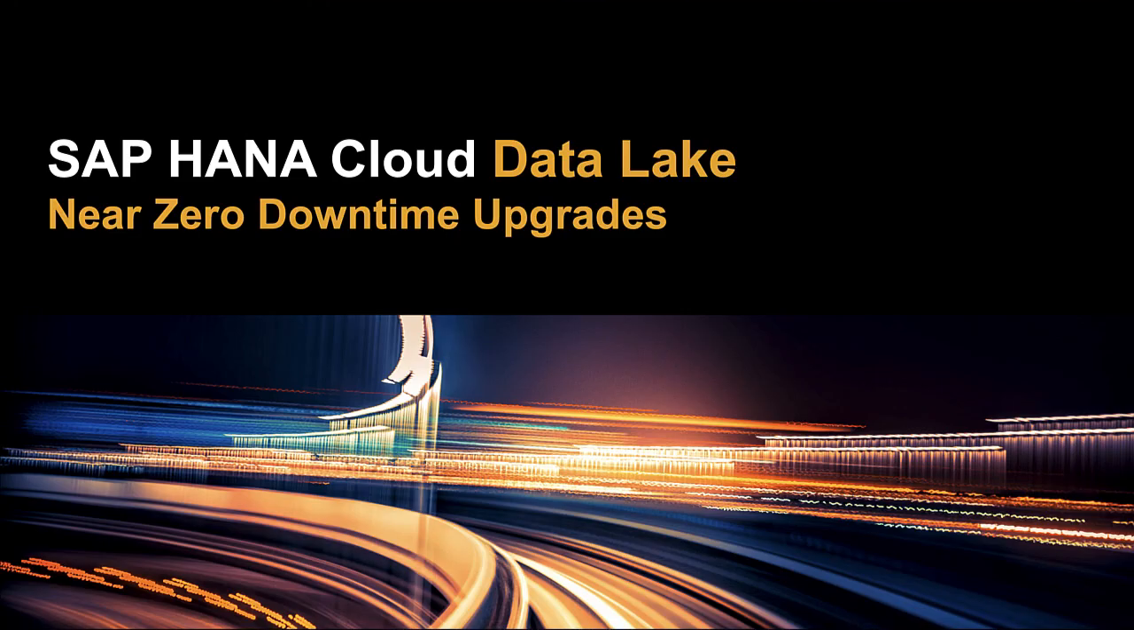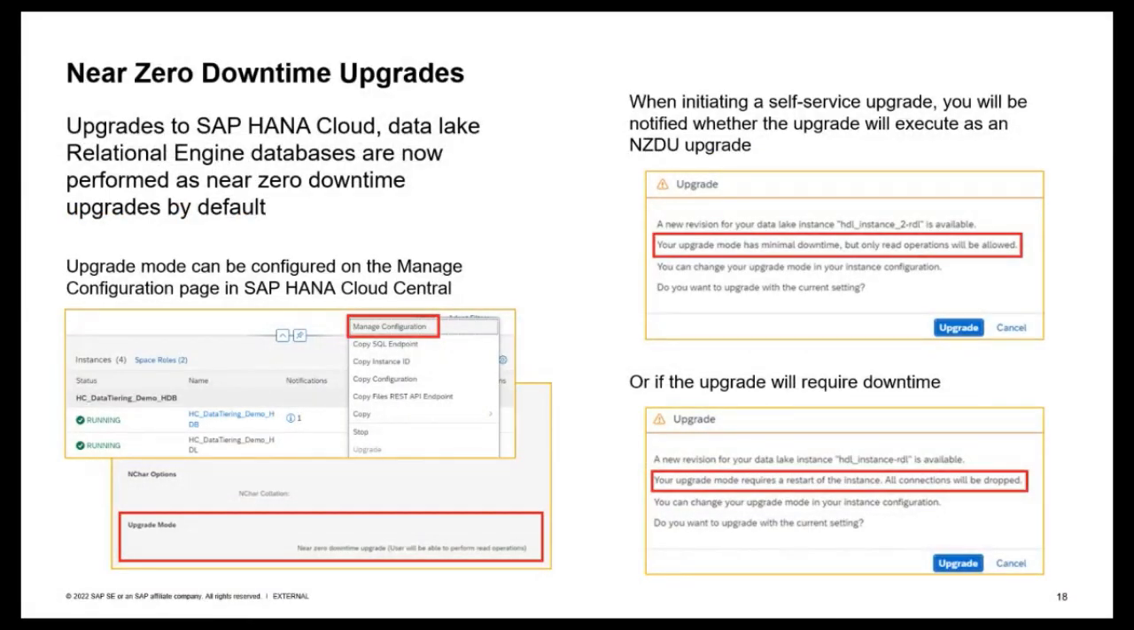Thanks, Thomas. Morning, folks. So for HANA Cloud Data Lake, the big new feature I want to talk about today is our support for near zero downtime upgrades. So near zero downtime upgrades take advantage of the fact that every data lake instance is a scale out instance with at least one coordinator node and at least one worker node.